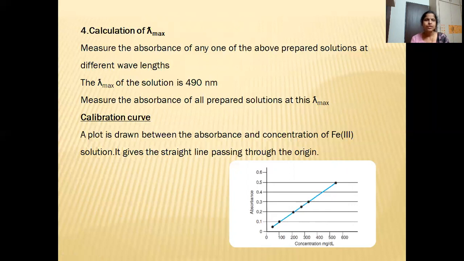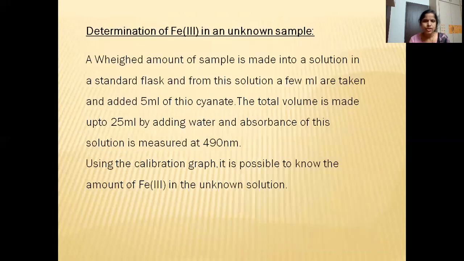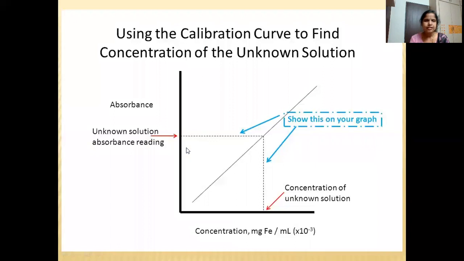Now what we need to do, we will be given some unknown iron solution, and we have to find out the concentration of that unknown iron solution. For that, we do the determination of iron(III) in an unknown sample. If an unknown sample is given, we again take that unknown sample solution into the cuvette and then measure its absorbance.